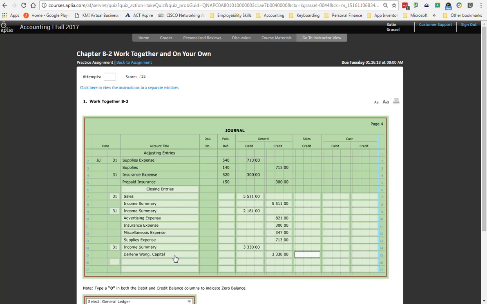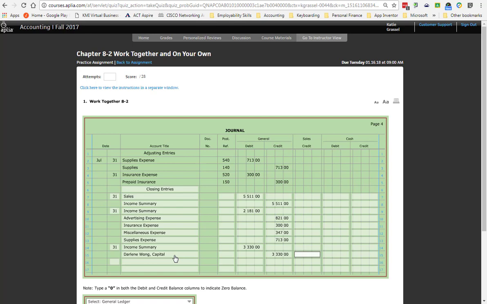I close it into capital, so Darlene Wong capital is going to be credited, which is a good thing because it's a net income and the value of my capital account is going up. Now, it is not always going to be in this order. You are going to have an example within this chapter where you have a net loss. If you have a net loss, you do everything the same except right here, you flip it and capital gets debited and income summary gets credited. So just remember you have to determine which one goes first in the third closing entry by whether or not it's a net income or net loss.